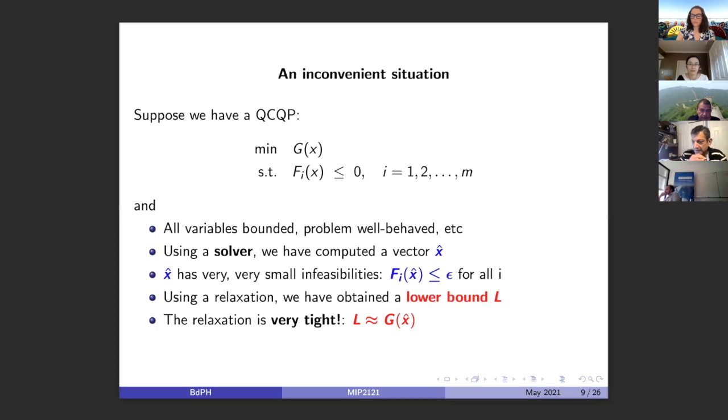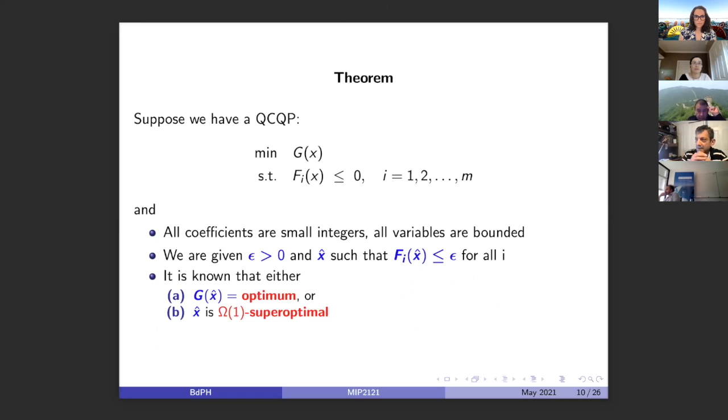So here's the ideal setup. What do we do? Typically we claim victory. We say x hat is optimal because the relaxation proves so. Really? Is that really true, given that the vector has infeasibilities? In fact, it is not true. So here's the theoretical statement. We have a QCQP, well-behaved, and we have a tolerance epsilon and an x hat that is nearly feasible. This part here is near feasibility.